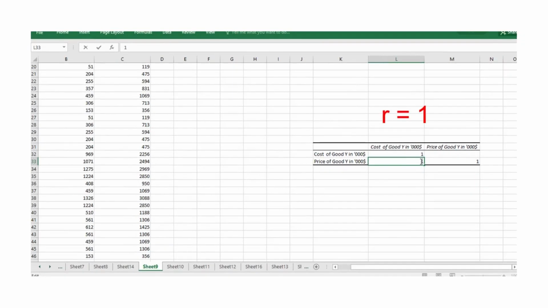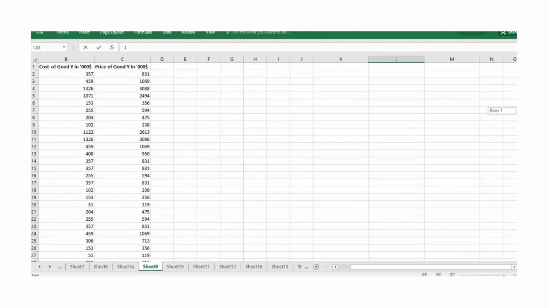The positive sign shows that there's a direct relationship. It means that the price of good Y and the cost of good Y are moving in the same direction. That means when the cost of good Y is high, the price of good Y is also high. Or the other way around, when the cost of good Y is low, the price of good Y is low. It has a perfect relationship because the correlation coefficient r is 1. The two variables are moving in the same direction.